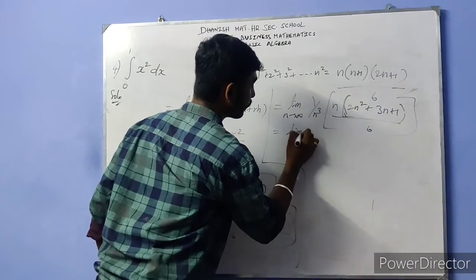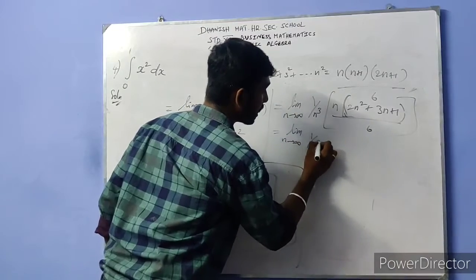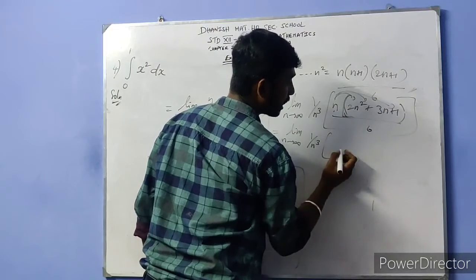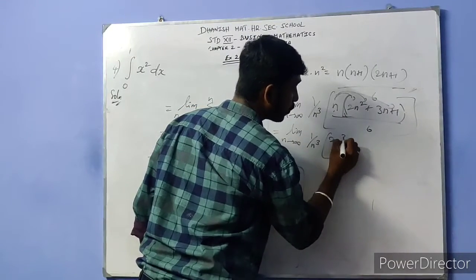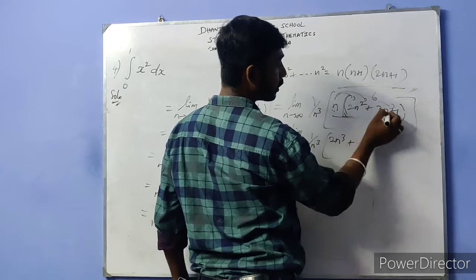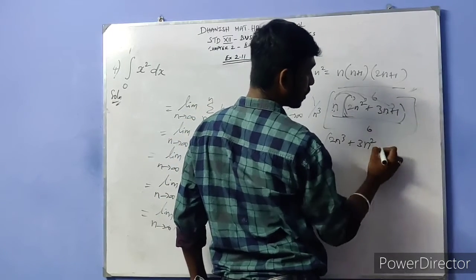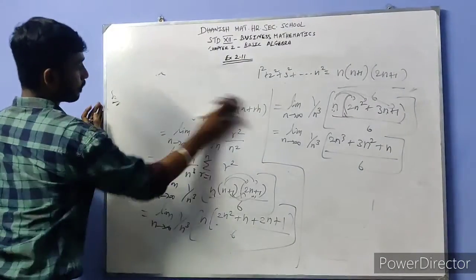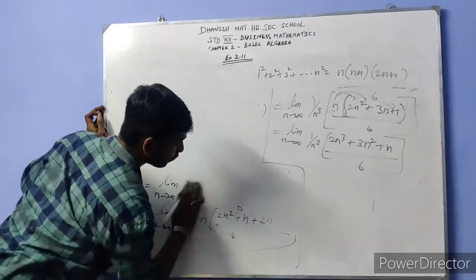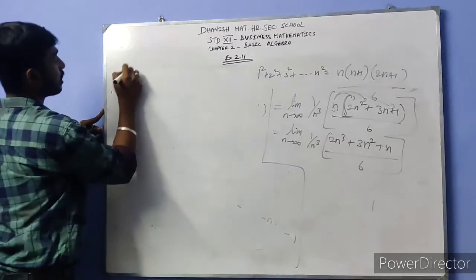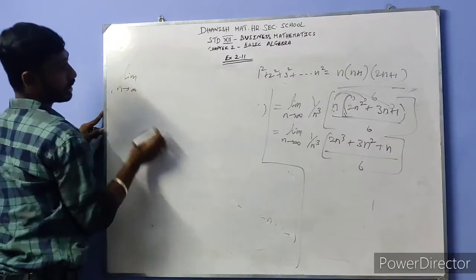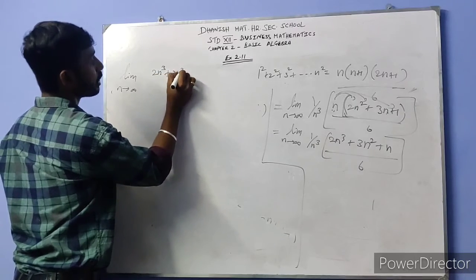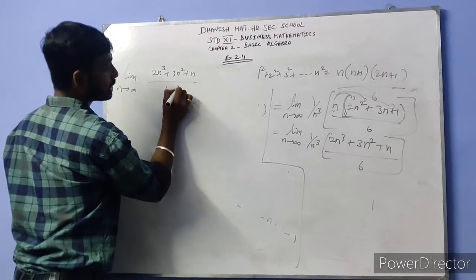Then limit n tends to infinity, 1 divided by n cube. Now we multiply this n into these three terms: n into 2n square is 2n cube, plus n into 3n is 3n square, n into 1 is simply n, divided by 6. What is the next value? Limit n tends to infinity. Now we multiply n cube into 6, so 2n cube plus 3n square plus n divided by 6n cube.